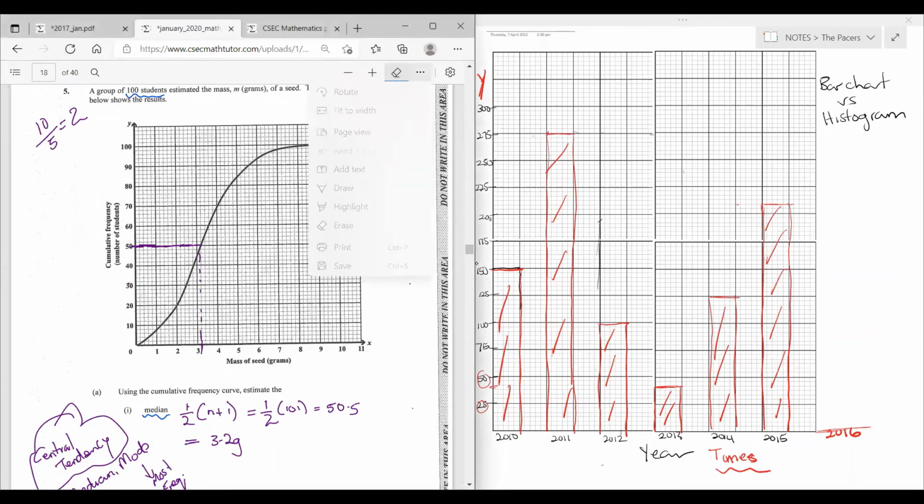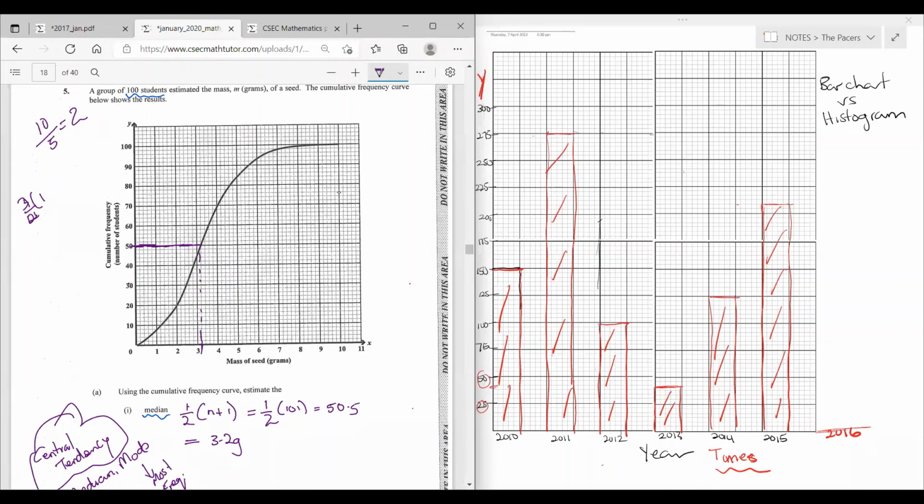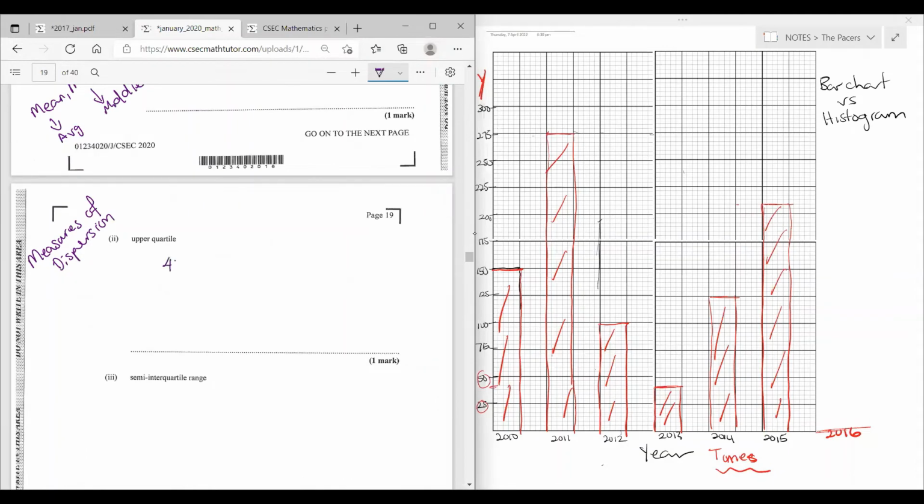So for our upper quartile, we're going to do the formula 3/4 by 101, which is 75.75. So we go to 75, where's 75, 72, 74, 75.75, that's really close to 76. So we just hit it on this line here. Remember, all these things are estimates. So how many blocks is it after 4? 2, so what will be our answer? 4.4 grams. Very good, 4.4 grams.